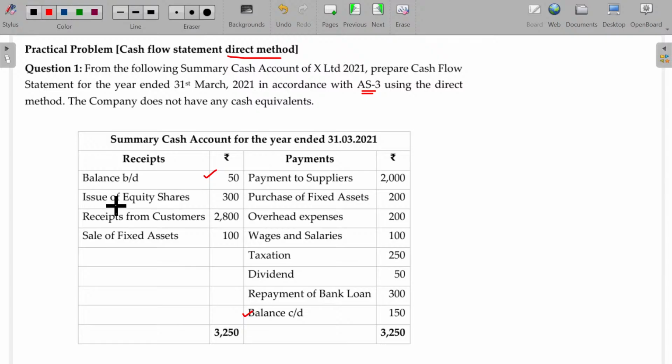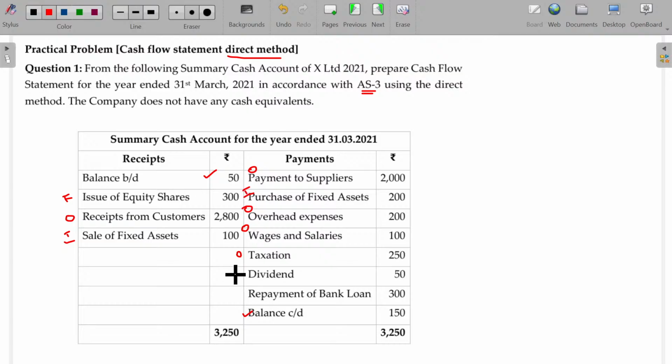What about the classification? Cash received for issue of equity shares? Financing. Receipts from customers? Operations. Sale of fixed assets? Investing. Payment to suppliers? Operation. Purchase of fixed assets? Investing. Overhead expenses? Operation. Wages? Operation. Taxation? Again, operation in general.